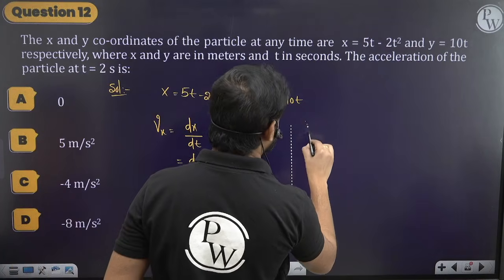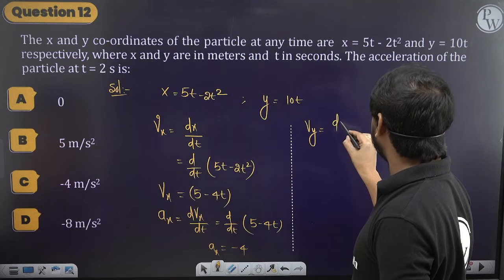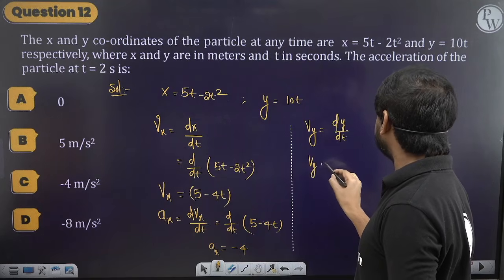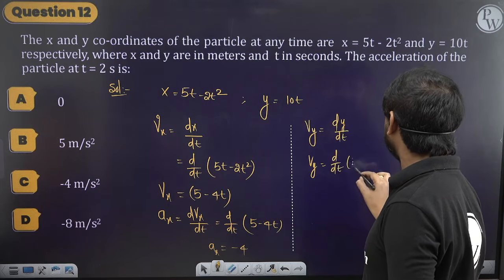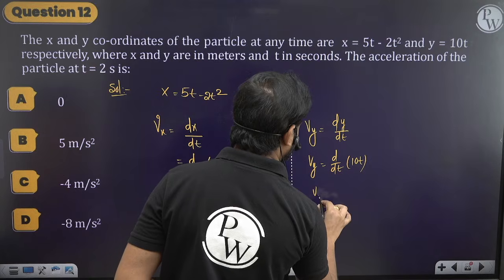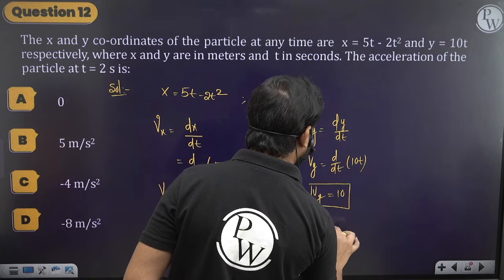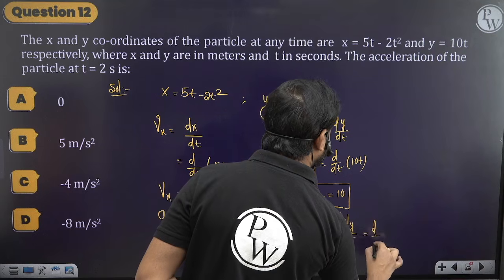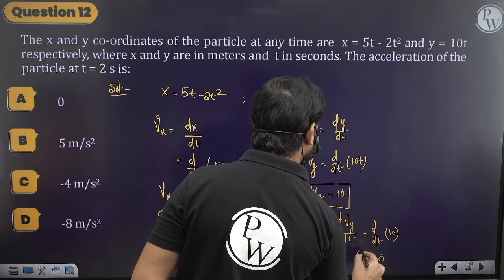The velocity in y direction is going to be dy by dt, which is d by dt of 10t. So 10t differentiation is 10. This is vy. Now what is acceleration ay? ay is equal to dvy by dt, which is d by dt of vy, which is 10. So d by dt of 10 is 0. So this is the ay value.